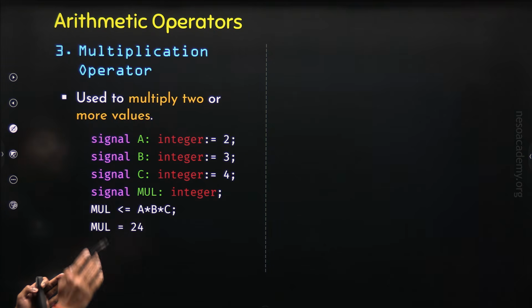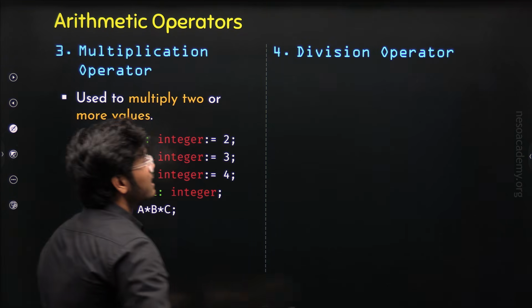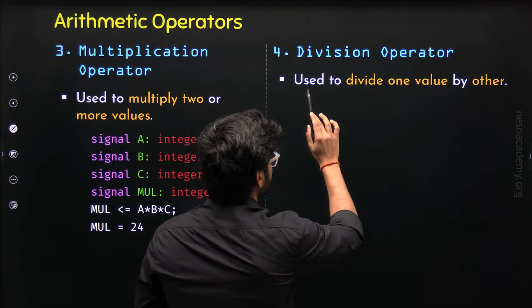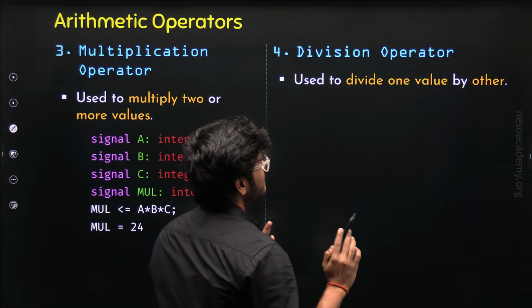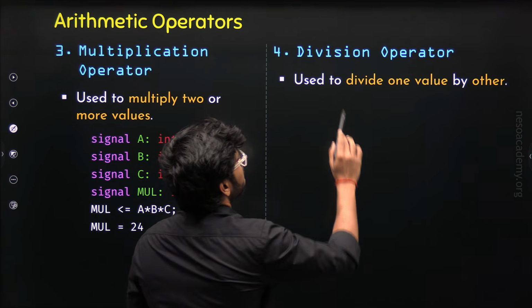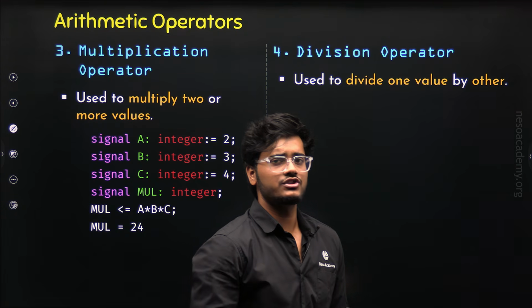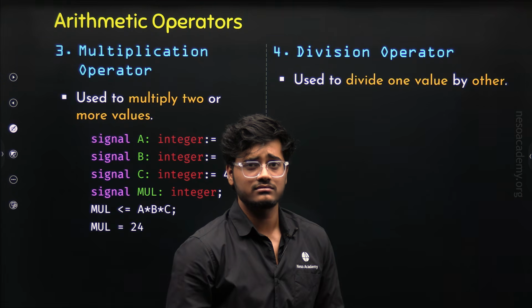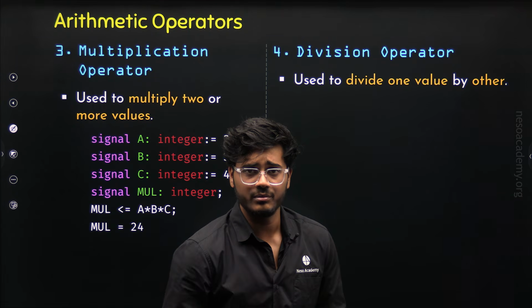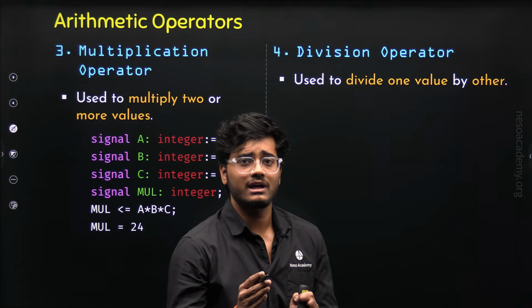Now let's see the fourth arithmetic operator, the division operator. The division operator is used to divide one value by another. That is, the division operator is used to divide one operand by another operand. In normal division, when we divide a dividend by a divisor, we get two results, quotient and remainder. And the division operator will give us the quotient as output.